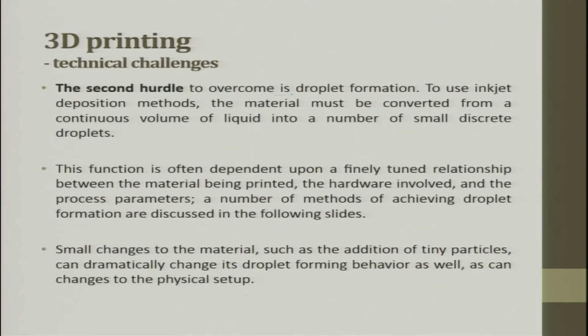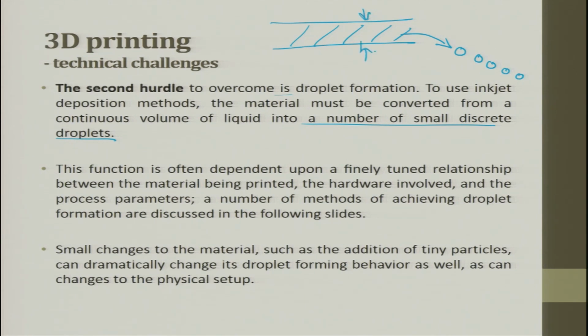The second hurdle to overcome is droplet formation. To use the inkjet deposition method, the material must be converted from a continuous volume of liquid into a number of small discrete droplets. This is also a big challenge. You have a flow of liquid, and this flow of liquid has to be converted into droplets, which is a huge challenge. So, you have to reduce the flow. When you reduce the flow, there will be a lot of surface dominated friction. So, this will not allow the liquid to flow so easily. So, you have to pressurize it and then take it out.